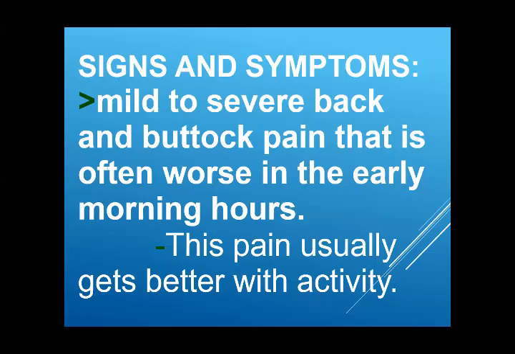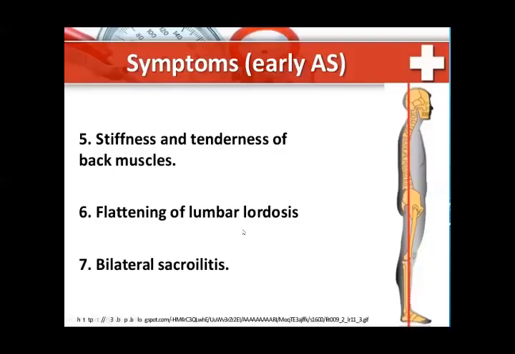Okay, so what are the early symptoms? The patient will have chronic backache, stiffness, and tenderness of the back muscles. I told you the patient will have sacroiliitis, and pain in the lower back radiating to the thighs. There may be flattening of the lumbar lordosis, where the normal curve of the lumbar spine is lost, and the patient will have bilateral sacroiliitis, involving the sacroiliac joints. Another feature is that this disease causes bilateral sacroiliitis. It is a symmetrical disease involving the sacroiliac joints.